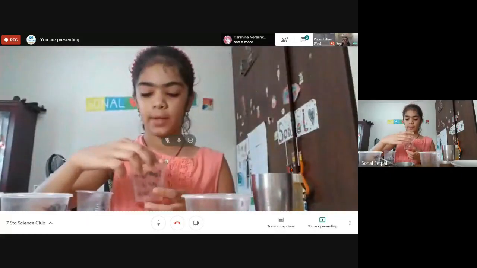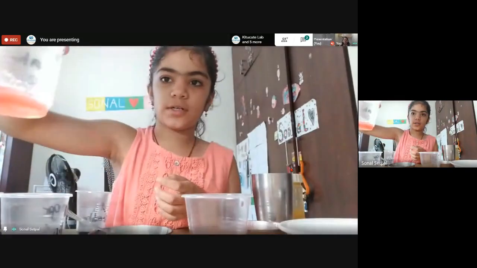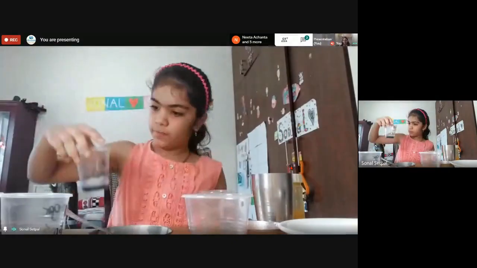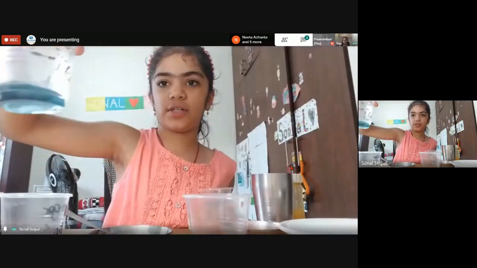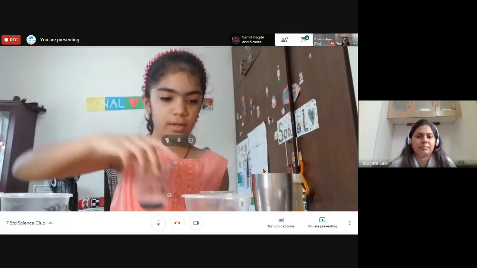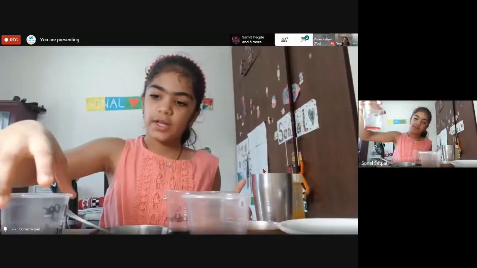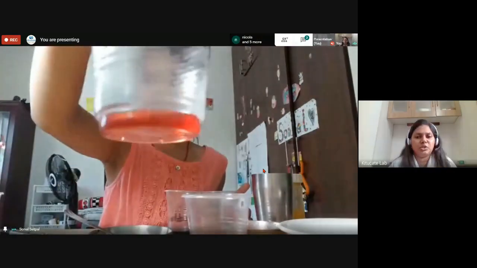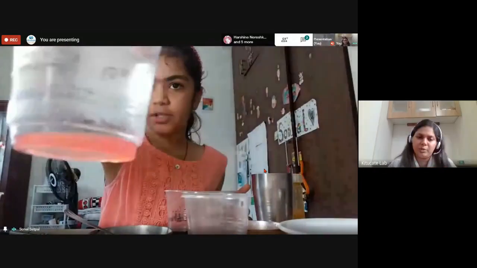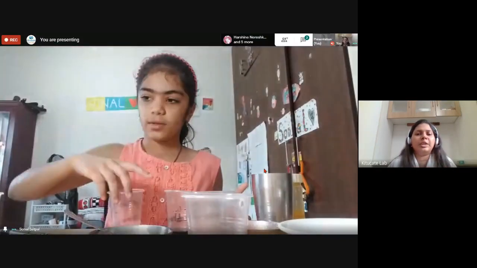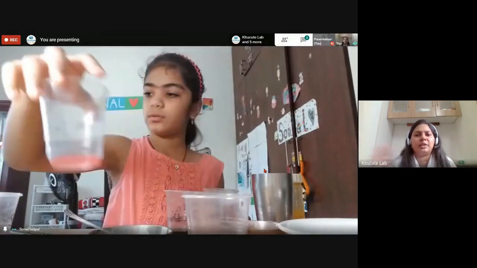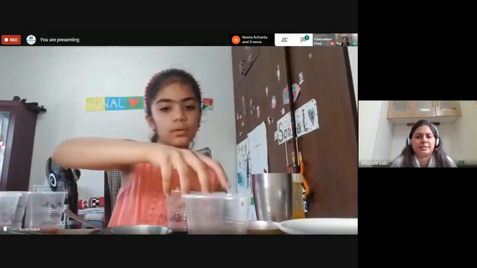Ma'am, tomato juice and hibiscus is still reddish type. Okay. And then soda and red cabbage is light green, bluish, turquoise type. Vinegar and hibiscus is pinkish. Lemon and hibiscus is also pinkish. So keep the pinkish, reddish, orangish on one side, the blues and greens on the other side. So you'll understand acids and bases.